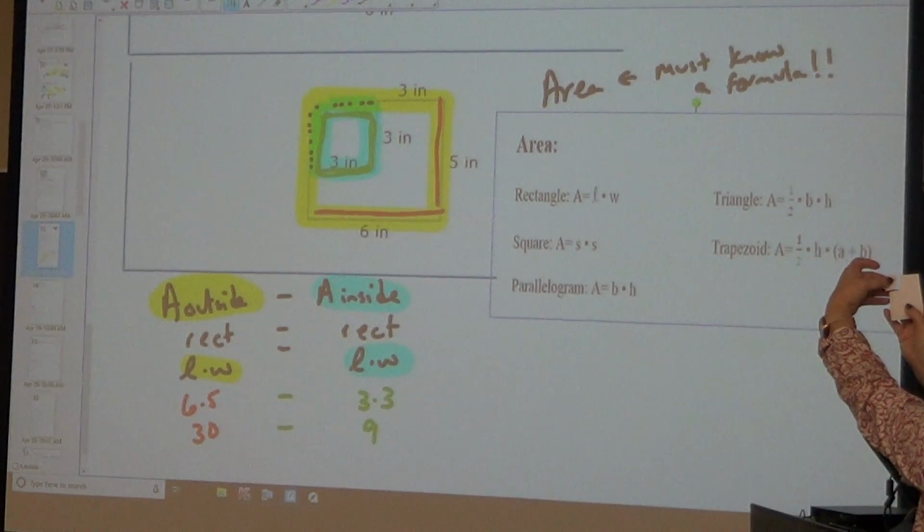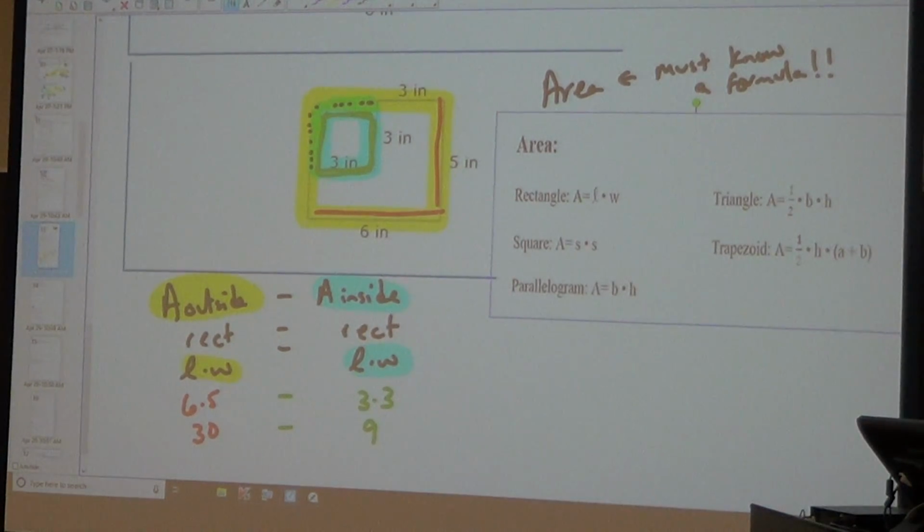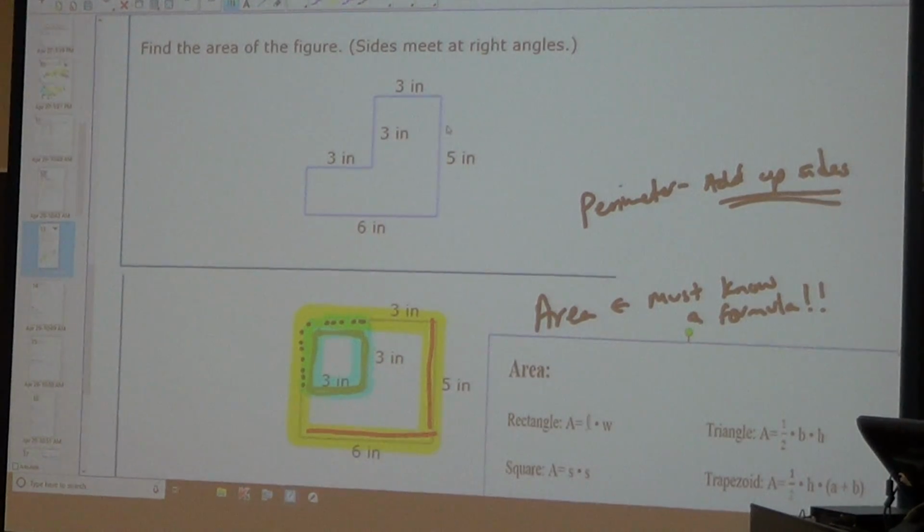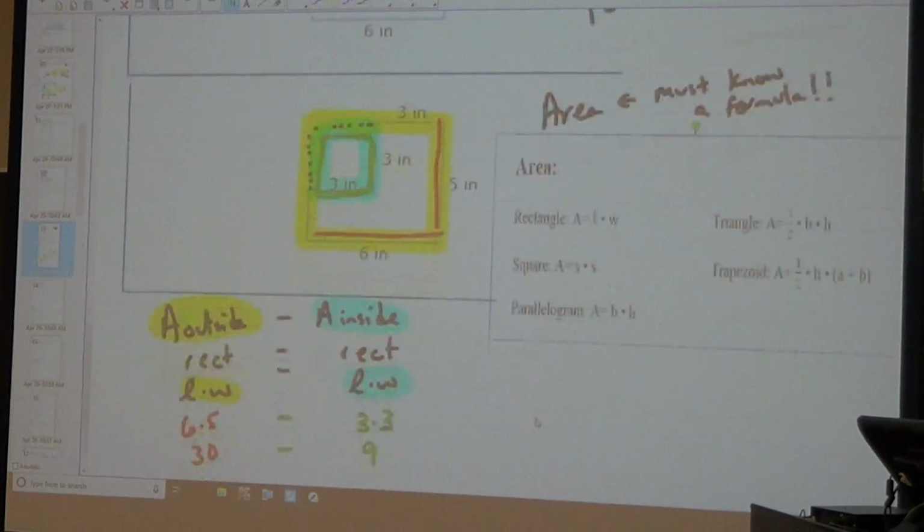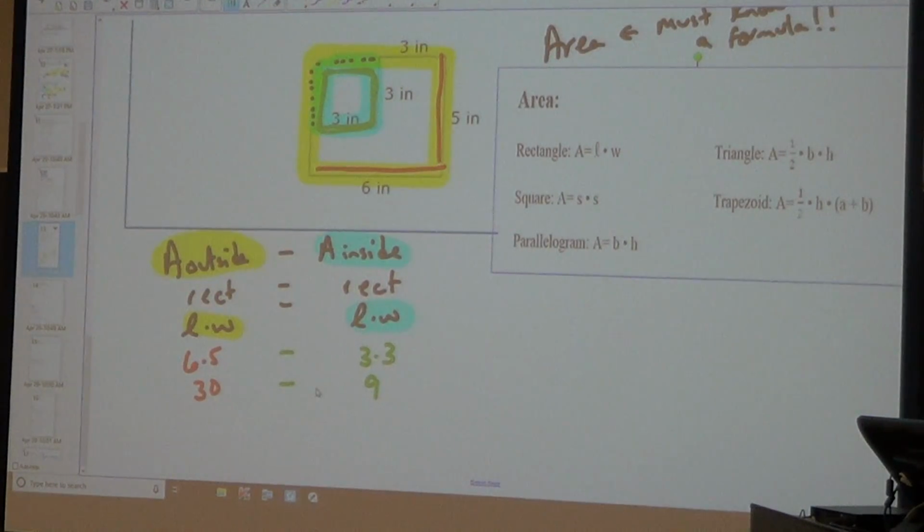Because I started out with a sticky note and I took a corner away, because look at my original problem again. That's what I want to end up with. A sticky note minus the corner. I tore the corner away. Okay? So my answer is going to be 30 minus 9, or 21.